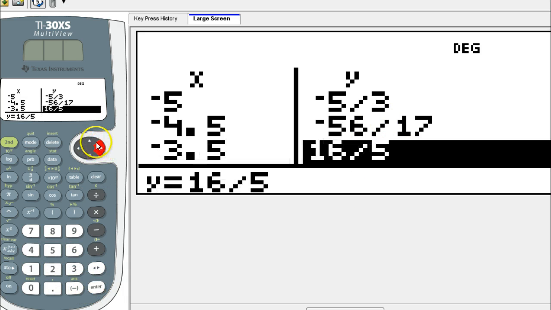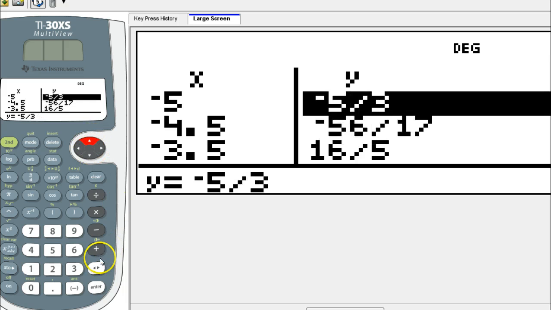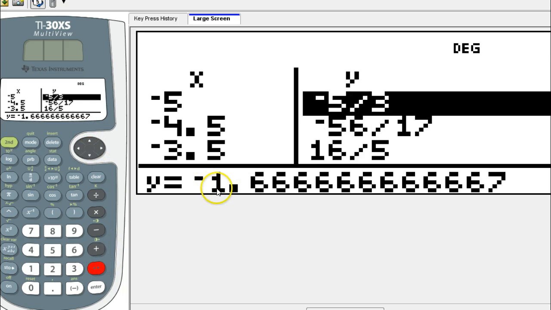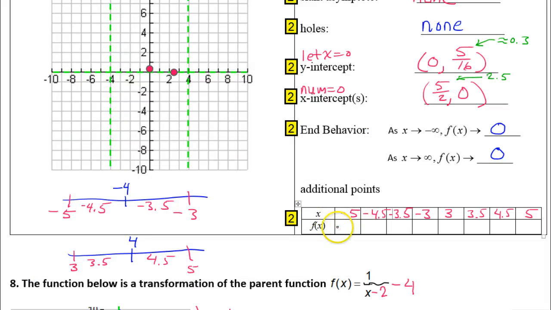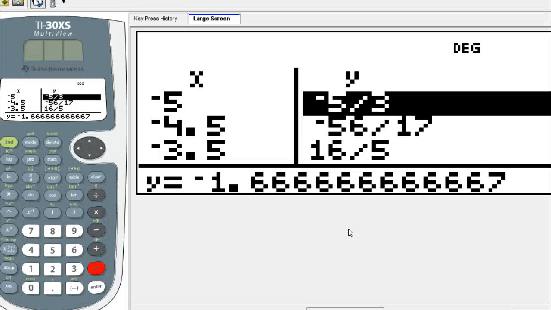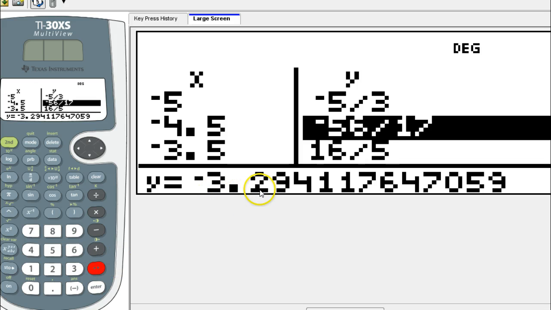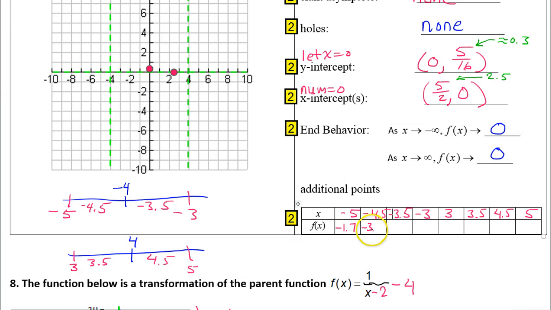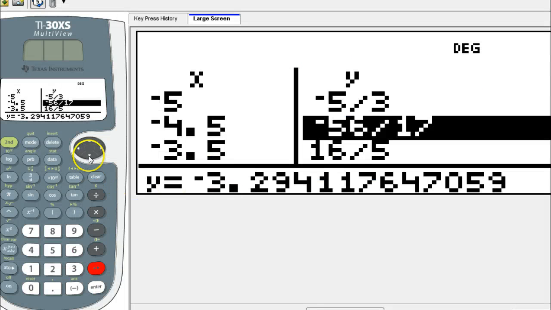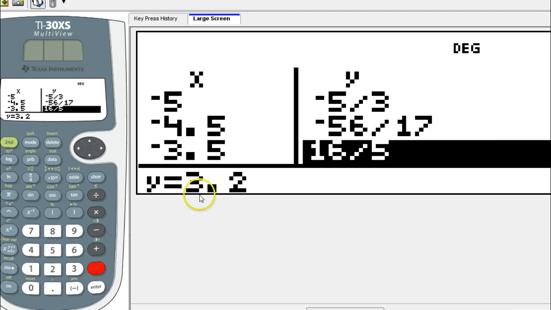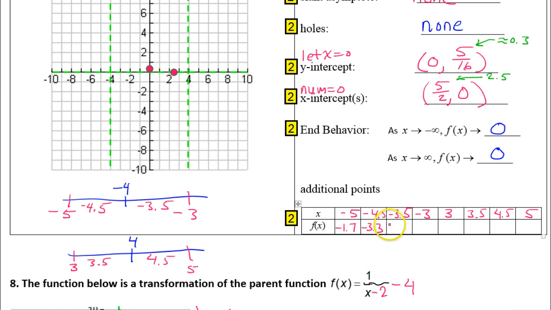Okay, these are pretty ugly looking. For graphing purposes, I really need decimals. So this is negative 1.7 if you round. Okay, this is negative 3.3. And this is 3.2. Okay, in a similar way, I'm going to keep going and I will find all of the y values that go with these x values. I'm going to do that off camera because I think you get the idea.